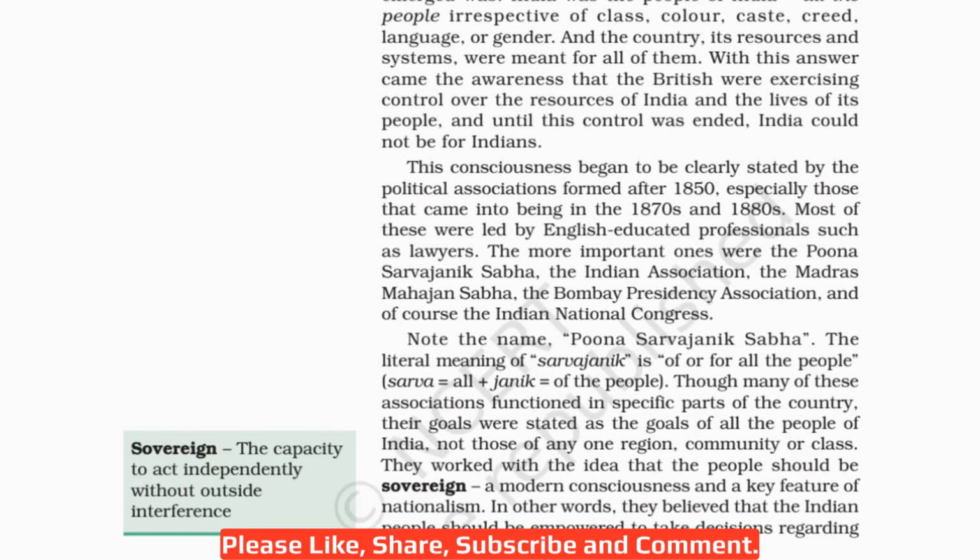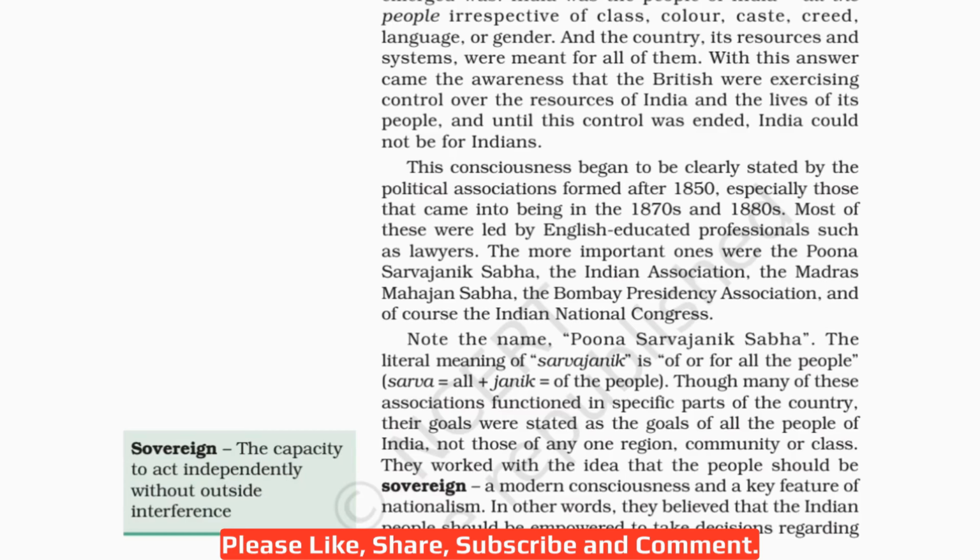Okay, most of these were led by English educated professionals such as lawyers. The more important ones were the Pune Sarvajanik Sabha. Okay, now this Pune Sarvajanik Sabha was founded in 1870. And the Indian Association, the Madras Mahajan Sabha, and the Bombay Presidency Association, and of course the Indian National Congress.